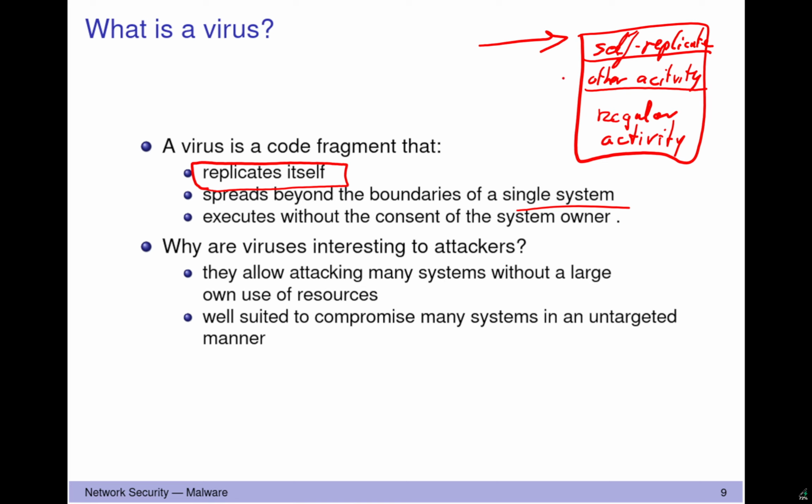Typically the other activity nowadays is that it encrypts all your files and asks for a ransom, so that you pay money to get them decrypted. But the core element is the self-replication. So why are they interesting? They don't cost any resources to the attackers. They just have to create them and then spread them somehow.